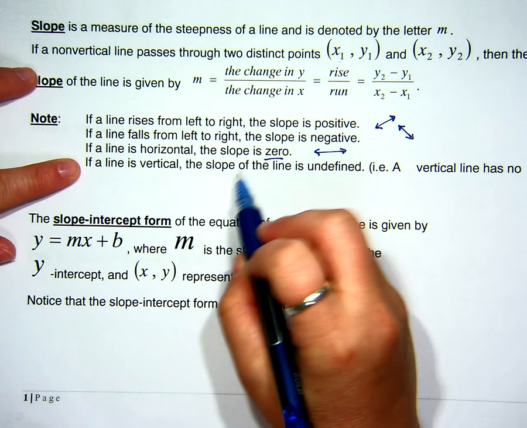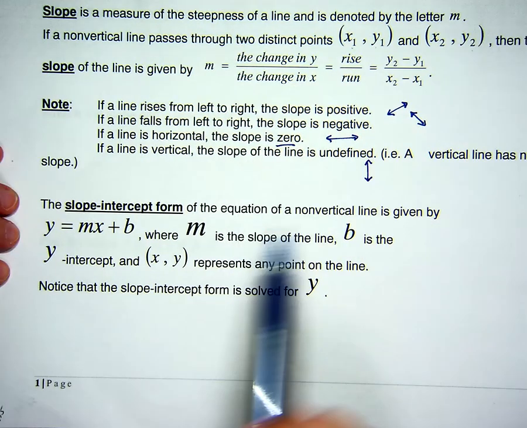The slope-intercept form of an equation is y equals mx plus b, where m is the slope and b is the y-intercept. The y-intercept is the point at which your graph hits your vertical or y-axis.